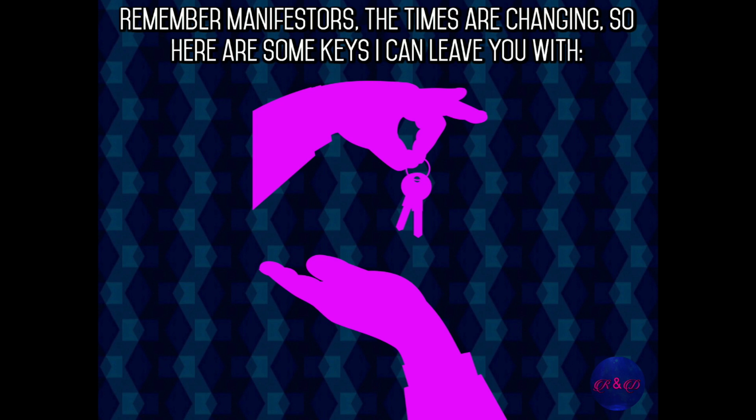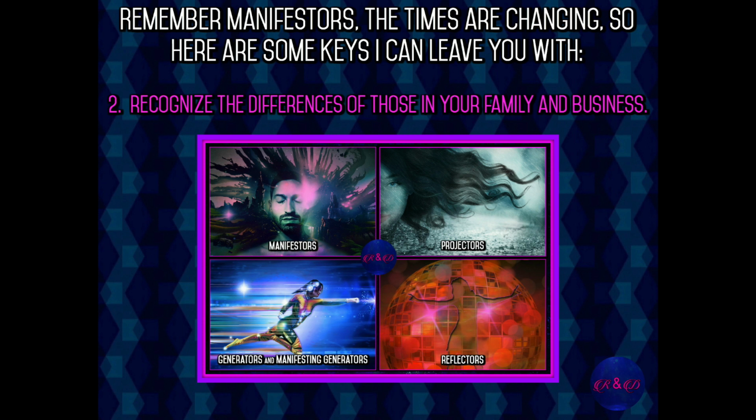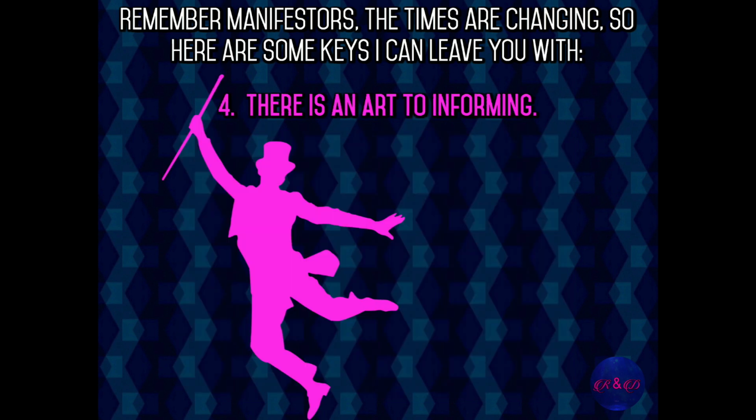So here are some keys that I can emphasize and leave you with in today's video. Don't try and fit into a generator world. Recognize the differences of those in your family and in your business. Peace is your ultimate goal. There is an art to informing, so you do need to practice. And by the way, this is not something that was probably taught to you, and it is not natural. So you have to practice, and you have to give yourself time to learn the art of informing.